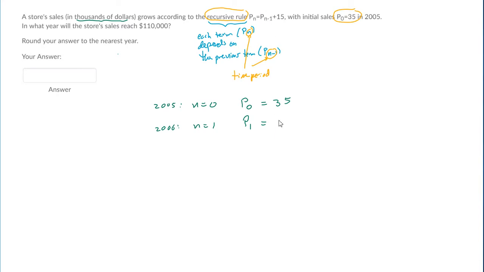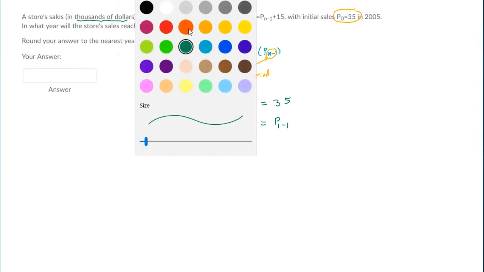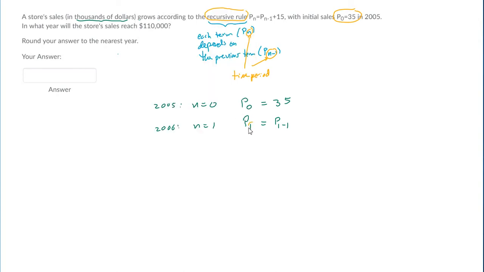P1 take away 1, because at this point my n is 1. If my n is 1, then I have to do Pn minus 1. So let's just write this as Pn minus 1 plus 15. But Pn minus 1 is really P0, plus 15, because the term before the first one is the 0.